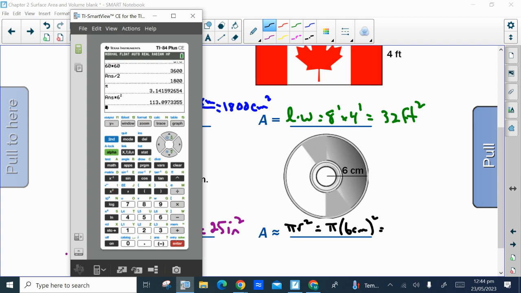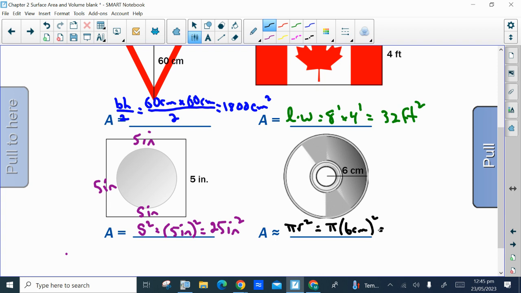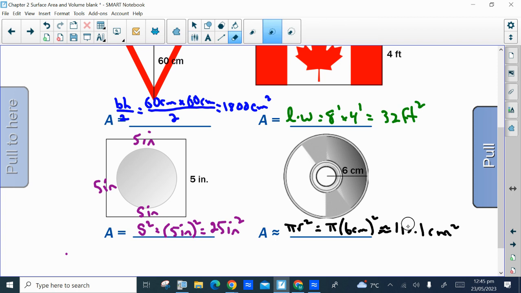And that's going to be multiplied by 6 squared. Your calculator will do order of operations. It'll square the 6 first and then multiply. And so when you round that off, I'm going to round it to the nearest tenth. It'll be 113.1 centimeters squared. So again, not only are you squaring the number, you're also squaring the centimeters. 113.1 centimeters squared.